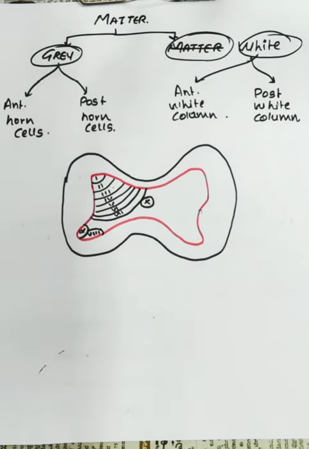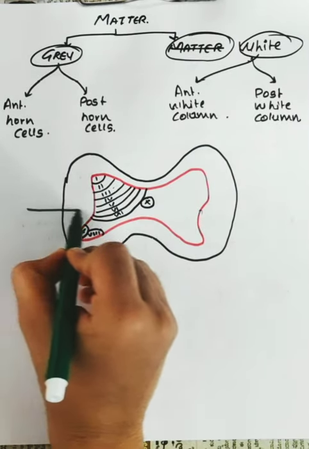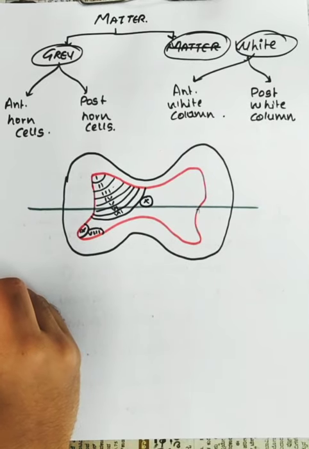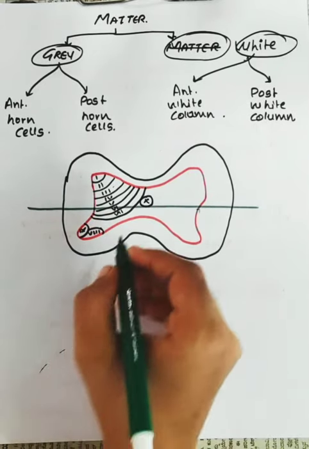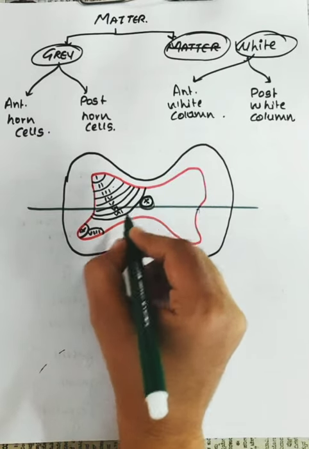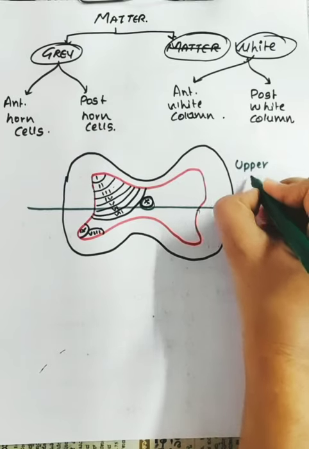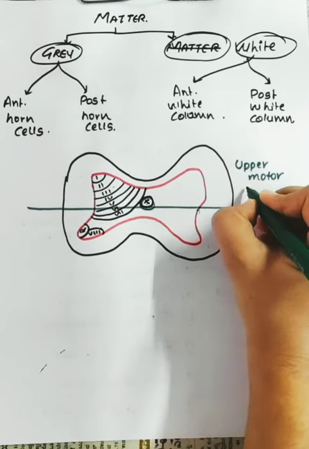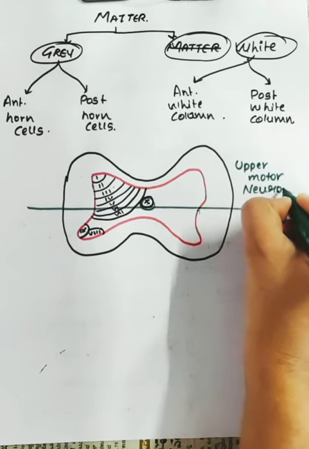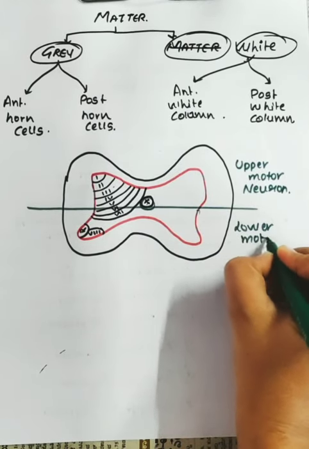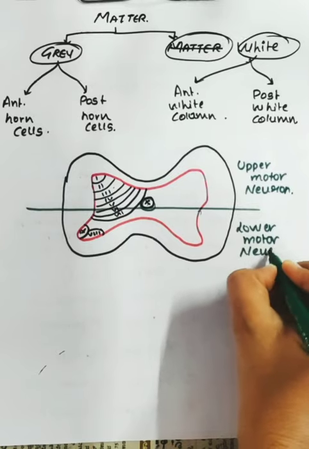So if you divide here, this is known as the upper motor neuron and the lower part of the central canal. Okay, if this is central canal, this is known as the lower motor neuron. This is known as upper motor neuron, and the lower one, below the line, is called as lower motor neuron.